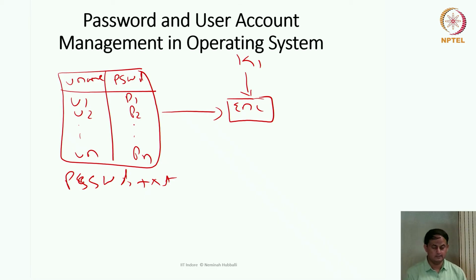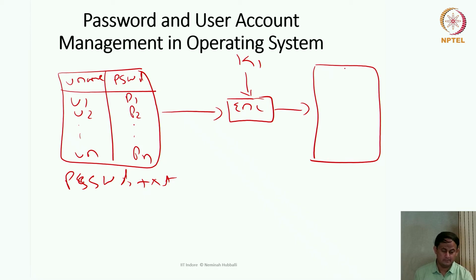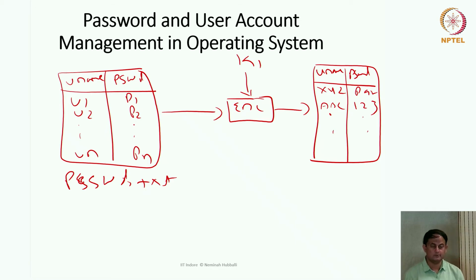Let's call that key K1, and we transform this entire file into an encrypted version. I can still have the same names, this is just for understanding. The username U1 is transformed into something else, maybe XYZ here, and password P1 is transformed into some non-readable PQR, and U2 is maybe ABC, and so forth. So all usernames and passwords are encrypted with the key K1.